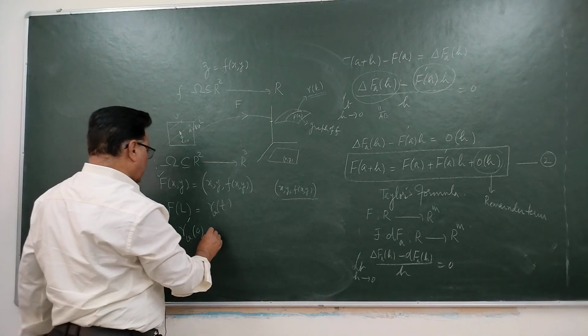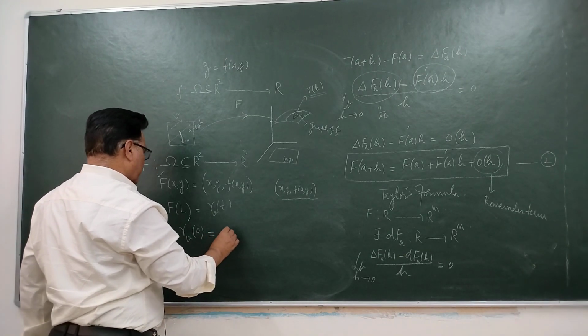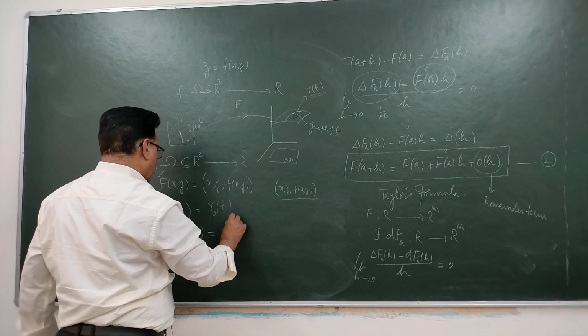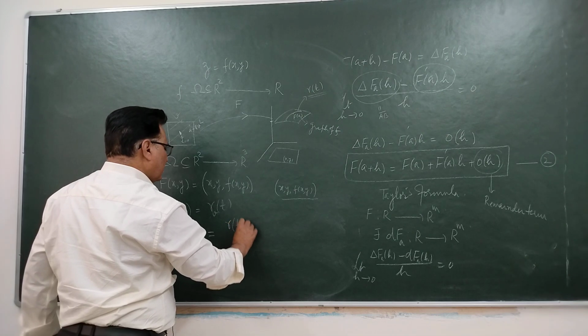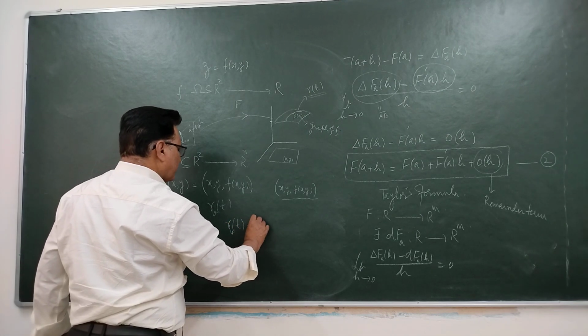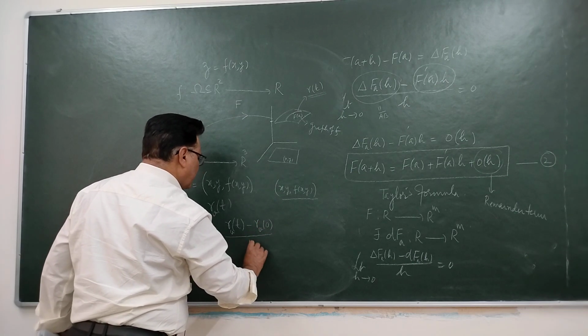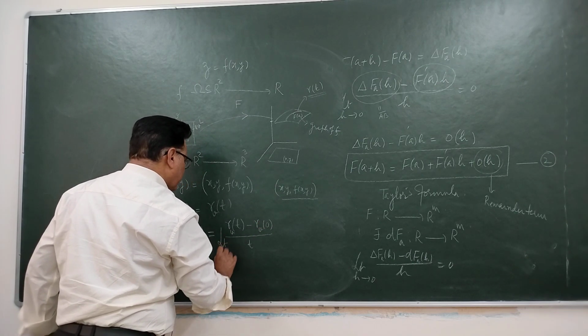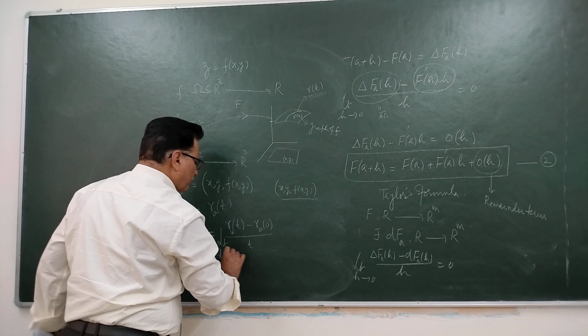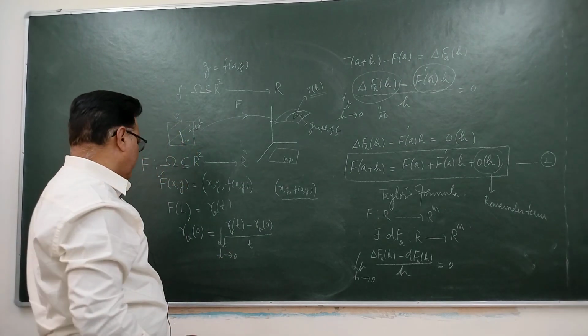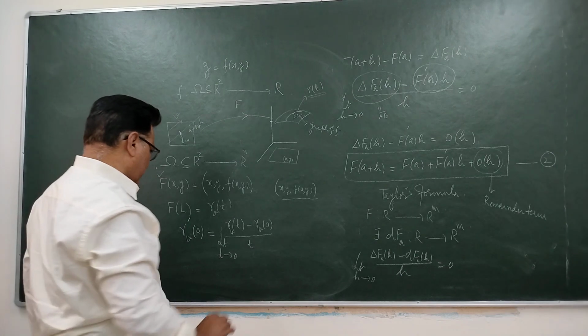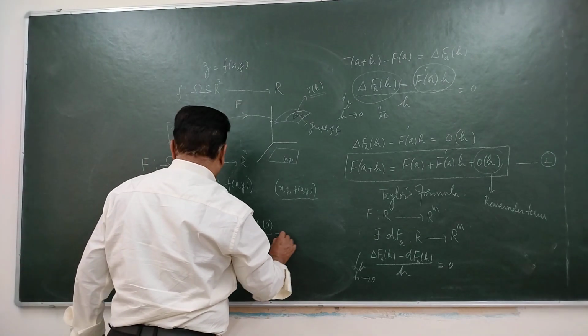So gamma dash 0 will be what? It will be the limit as t tends to 0 of (gamma_v(t) minus gamma_v(0)) upon t. This is how you define the derivative of a curve. Is it right? Now what is gamma_v(t)?